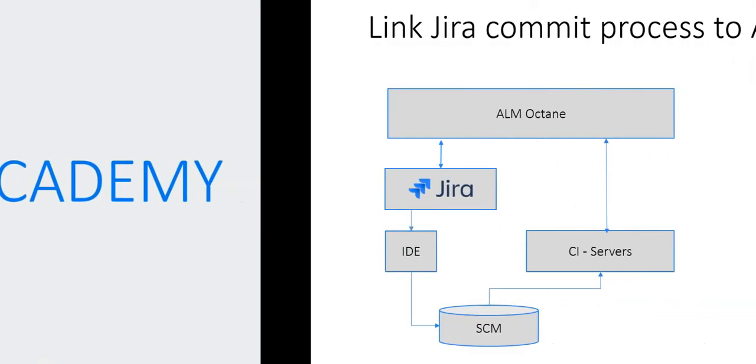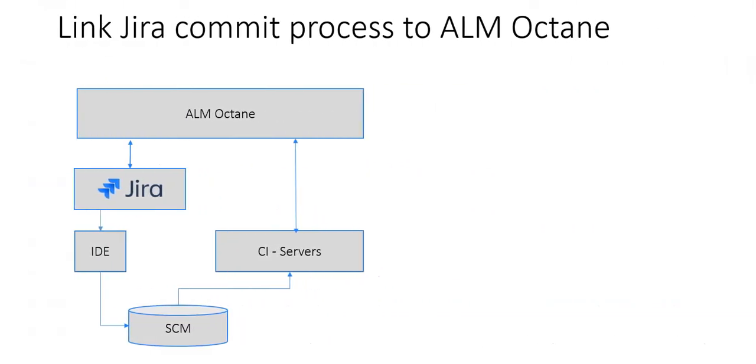In this lesson, you will learn how you can link the Jira commit process to ALM Octane. Usually, the developers are using Jira as a team tool to work on different tasks they have to deliver in different sprints and within a release. So what happens is they work on the Jira items like defects, user stories or tasks, and they use the connection from Jira to the IDE using the Jira plugin and commit the code against the Jira entity ID.